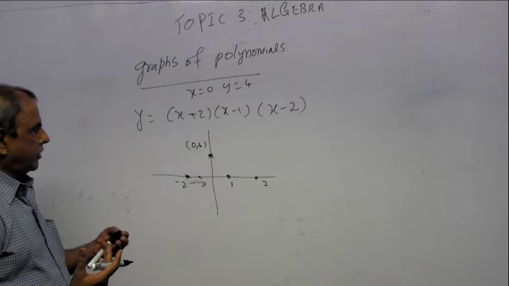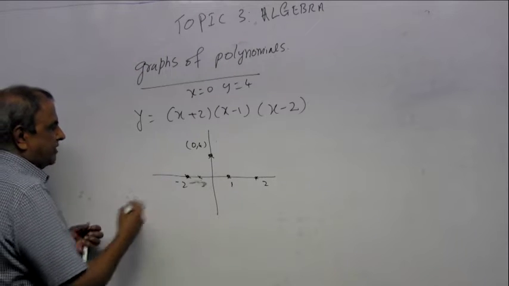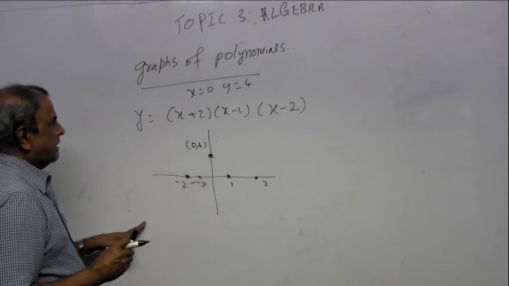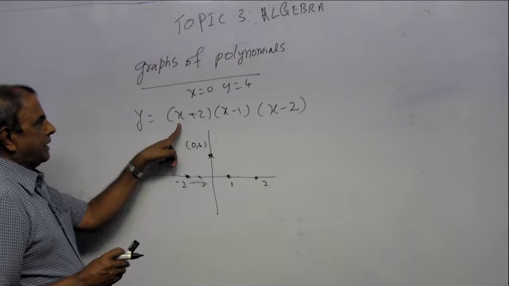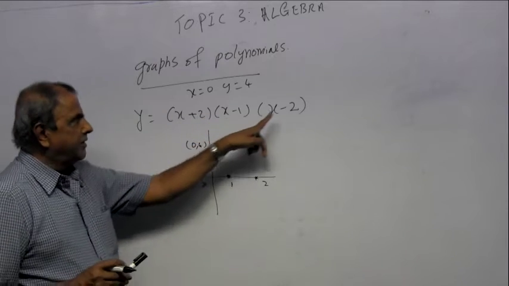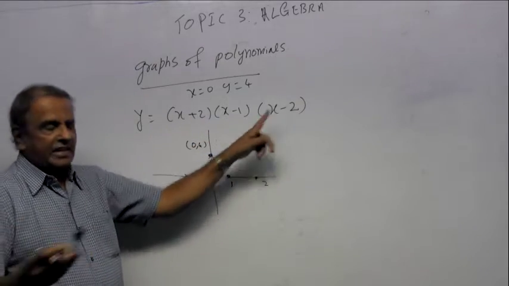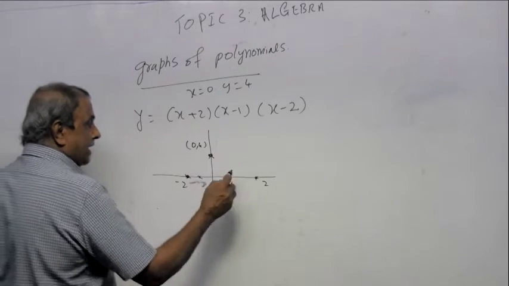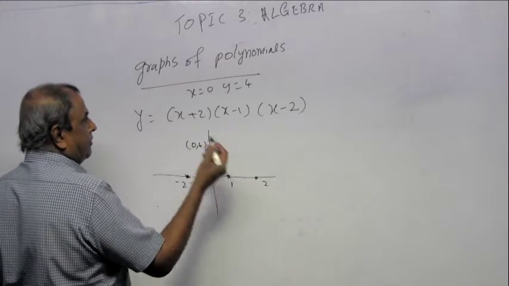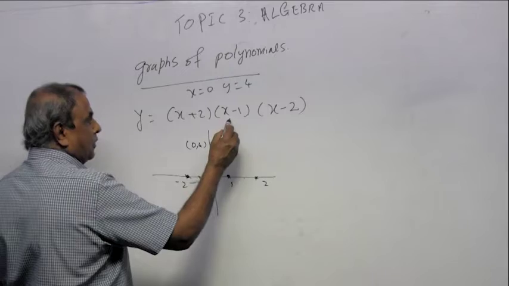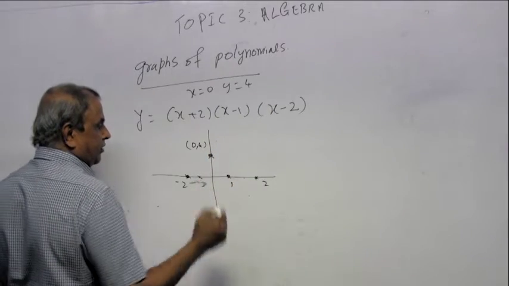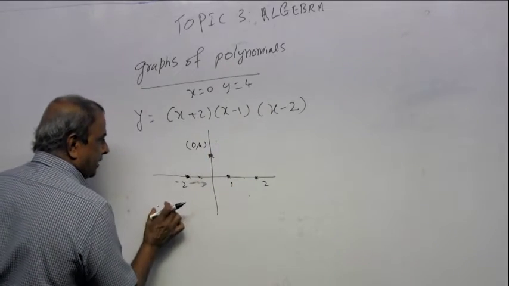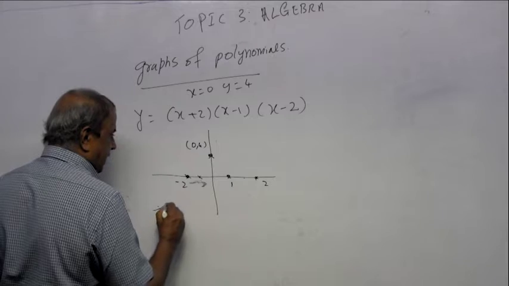So what you do is look at what happens if x is less than minus 2. If it is less than minus 2, that's going to be negative. That is negative. That is negative. The whole thing is negative. So it will be somewhere there. Between 1 and 2, say take 1.5. That's positive. That's positive, but that's negative. So that's going to be negative. So your graph is negative here. Your graph is negative there.